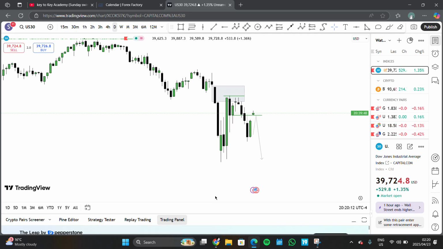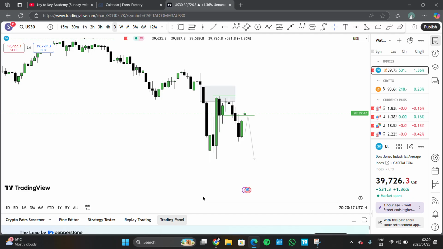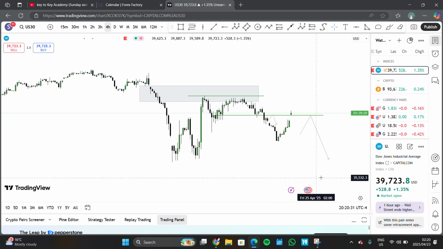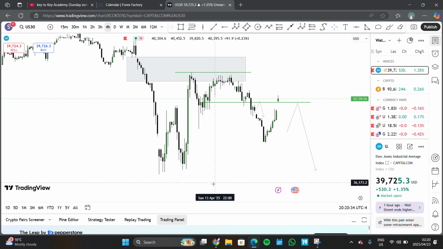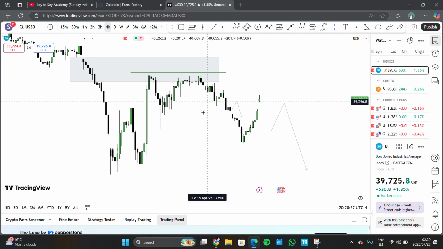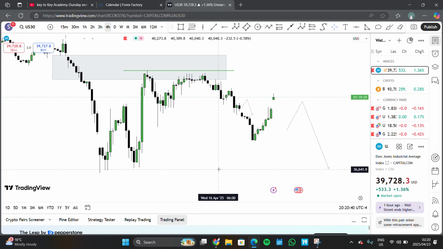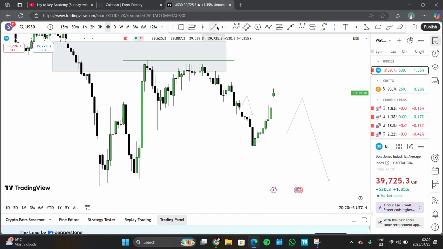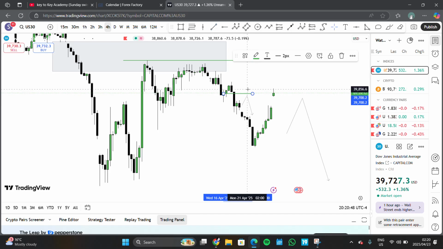From the previous video, we saw that we were looking for sells on this pair. If we go to the 4 hour time frame, you see that, let me remove this. We were waiting for price to retest this level for us to consider looking for sells.